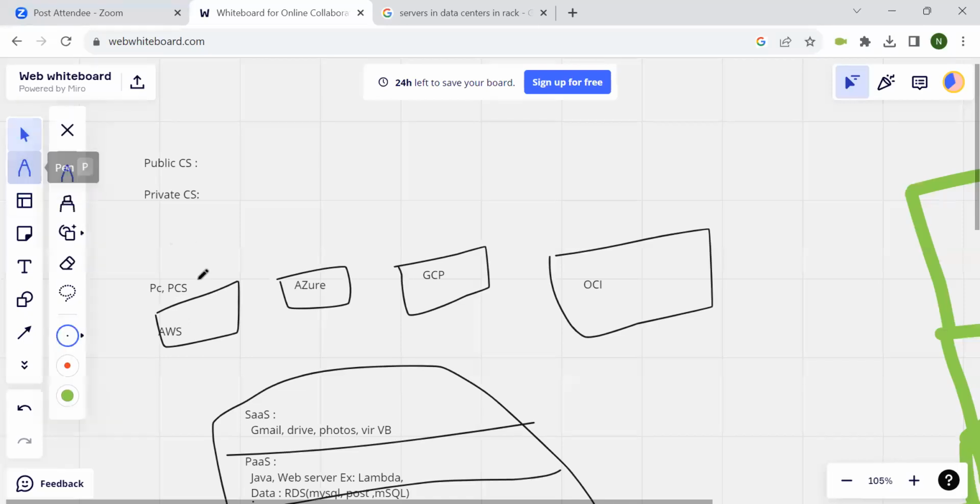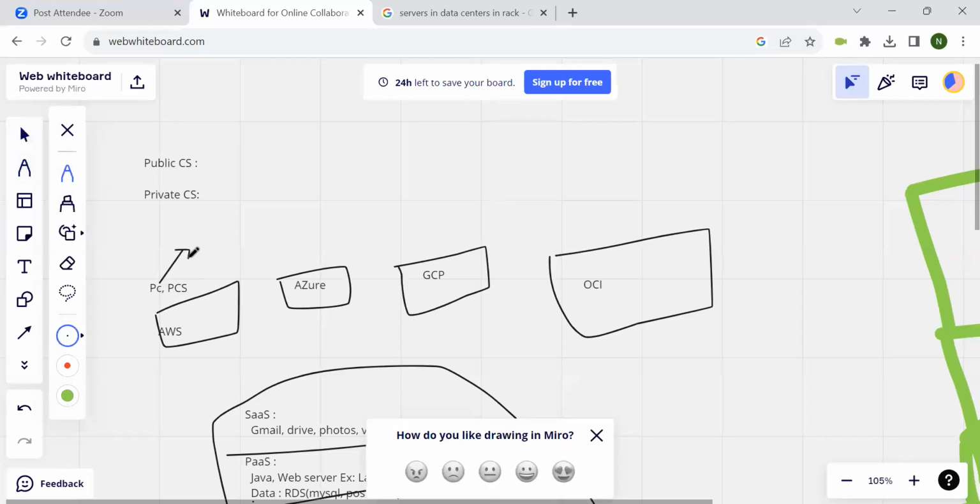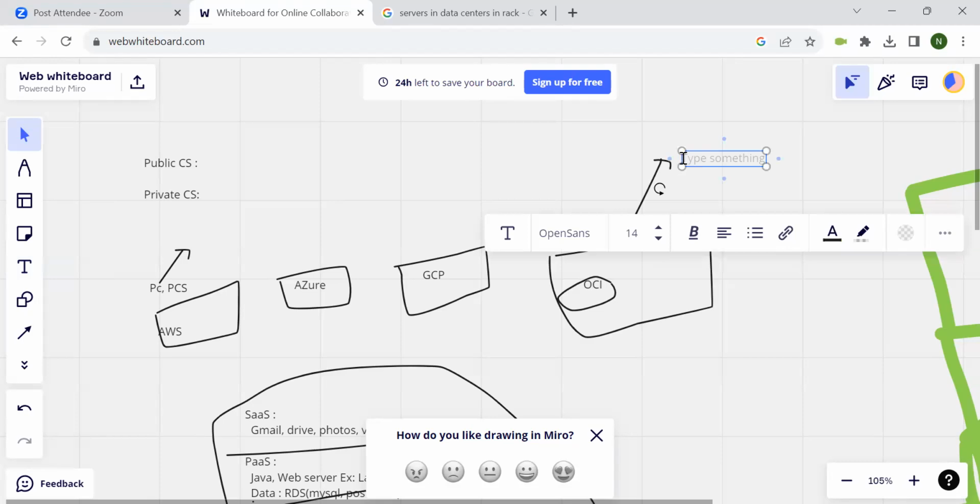AWS is top at providing public services. OCI is top at private cloud services, meaning Oracle is very good at that. That's why it is not popular for public use. For public cloud services, AWS is good because the way they offer is very cheap, very genuine, and very easy to use. In the case of OCI, it also has a lot of services, but these are private cloud services.